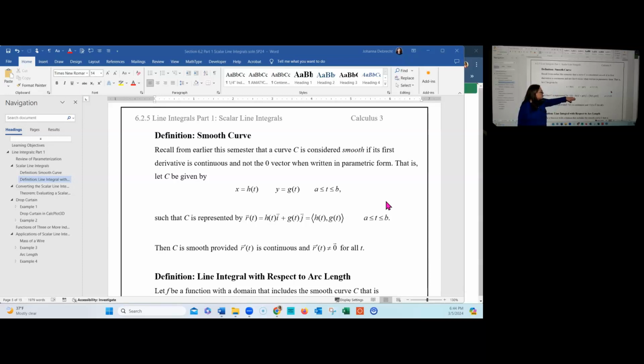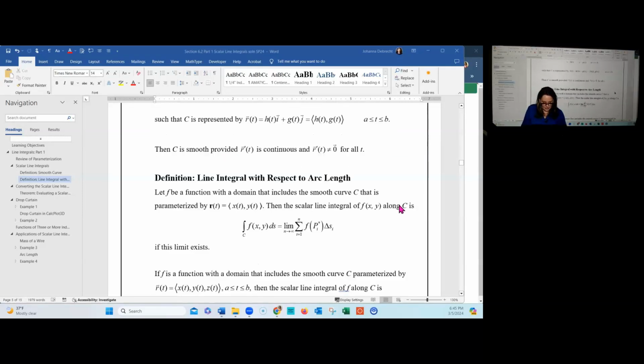Now, in 2 dimensions, r of t could be h of t in the i hat direction plus g of t in the j hat direction, or h of t, g of t. In 3-dimensional space, we would have yet another function to represent the z direction. It's smooth as long as the derivative is continuous and not the 0 vector, which means, because our derivative is the derivative of each scalar valued function that is a component of the vector, that at least one of those derivatives is not 0.